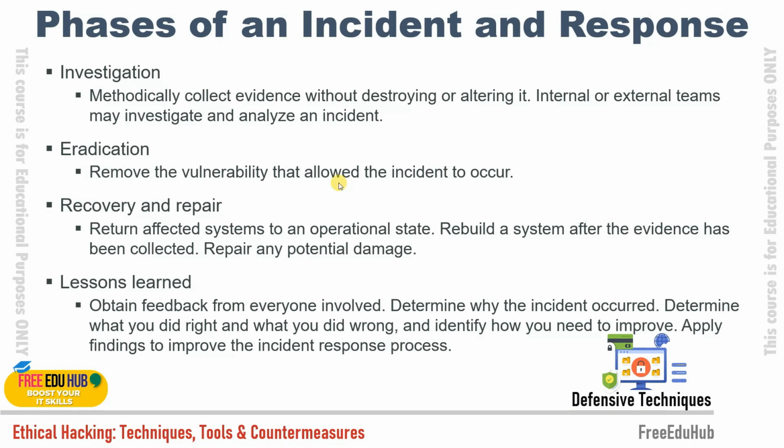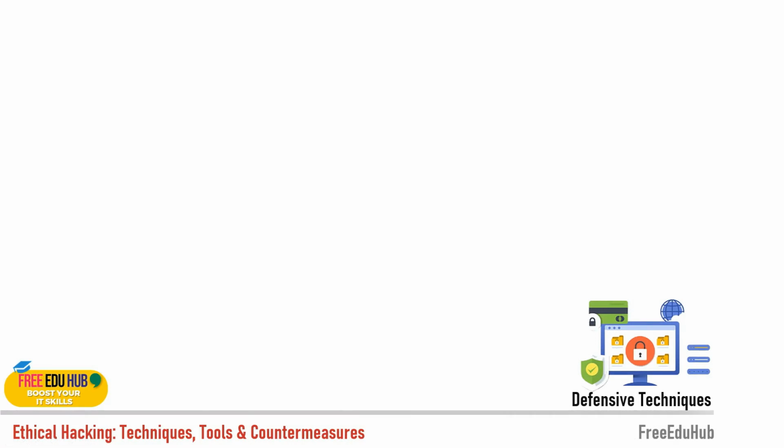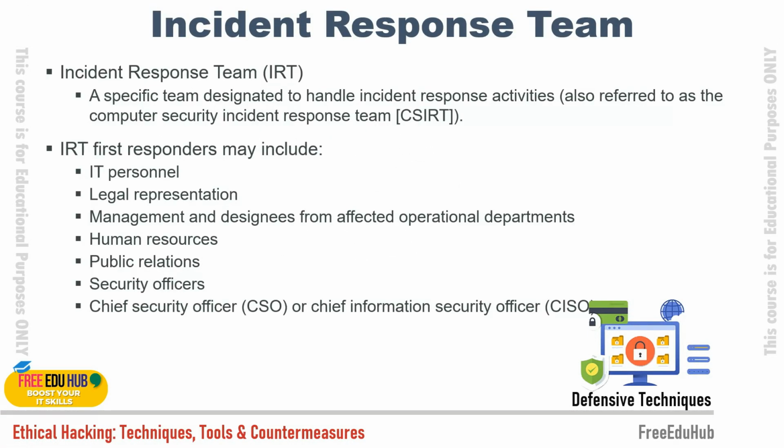Once that's done, we'll try to understand what an incident response team is, which we also call IRT. It's a specific team designated to handle incident response activities, often referred to as a computer security incident response team. Now IRTs are the first responders, and it would include the IT personnel that you have. You can have legal representation, management and designees for the affected operations department, human resources, public relations, security officers, or maybe the chief security officer or chief information security officer, who should be informed as soon as something like that takes place.